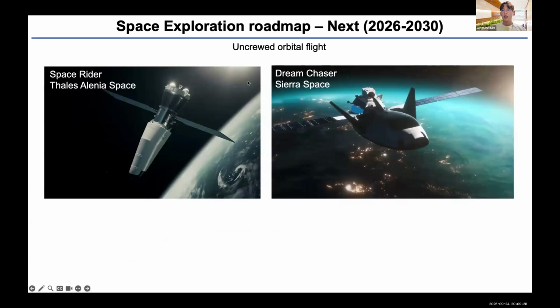And in addition to the space station, it is supposed to have uncrewed orbital flights, for example, the Space Rider from ESA and Dream Chaser from Sierra Space. Our team is working with Sierra Space to send a passive payload, supposed to launch next February, but it's the first flight from Sierra Space, so it's kind of uncertain. But we tried to bring some biology experiment through Sierra Space with the passive payload.